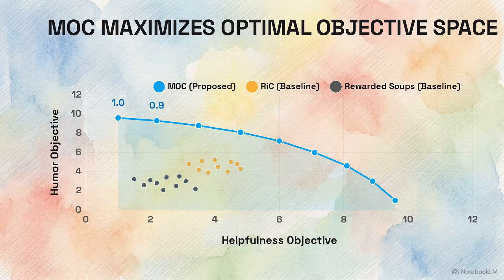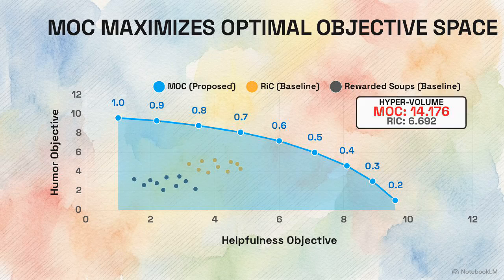The rank order of the model's actual behavior perfectly reflects the numerical preference weights provided by the user. To quantify this success, the researchers measure hypervolume, a metric that calculates the total objective space dominated by a given solution. MOC registers a dramatically higher hypervolume than the competing methods, confirming both superior convergence to the Pareto front and a much wider diversity in generated behaviors.